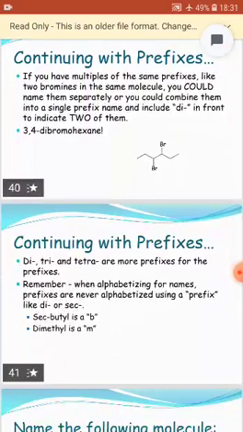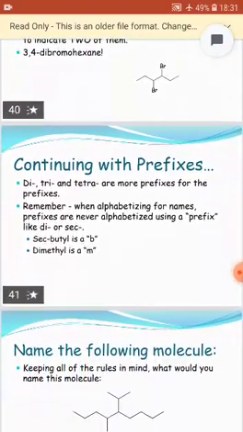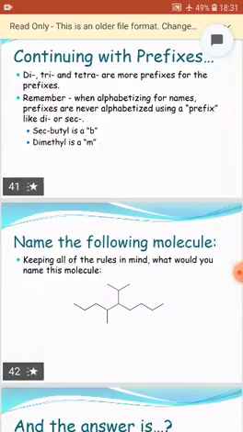Remember, when alphabetizing names, prefixes are never alphabetized using prefixes like di or secondary. Secondary butyl is a B, dimethyl is an M. Keep all the rules in mind. What would you name this molecule?